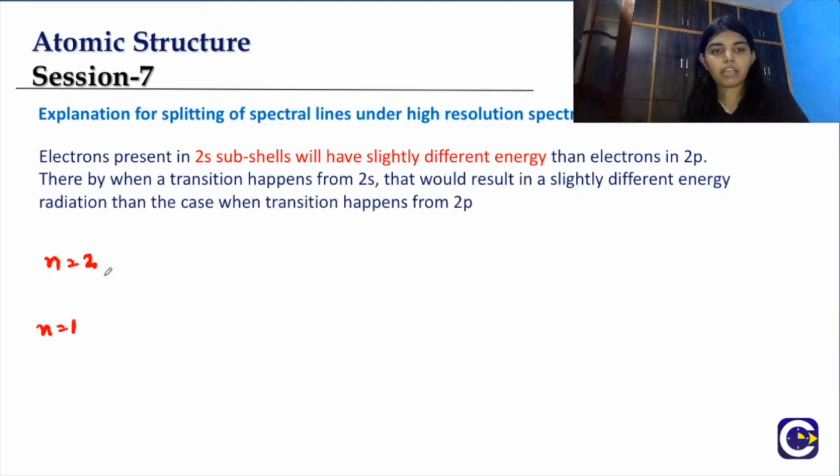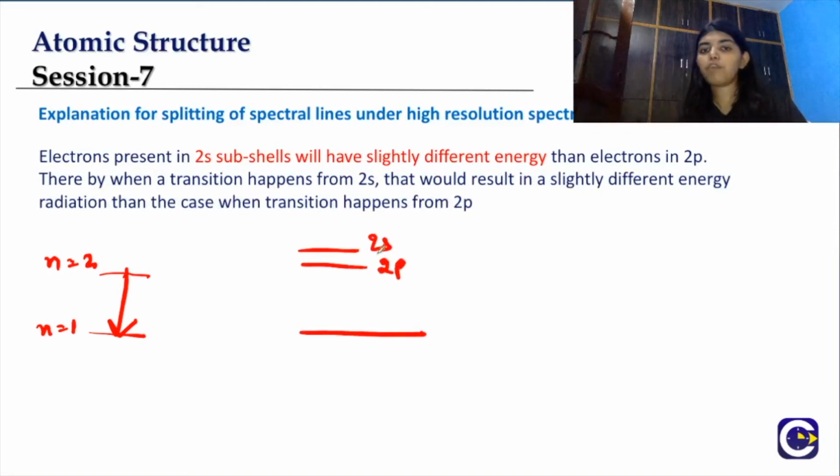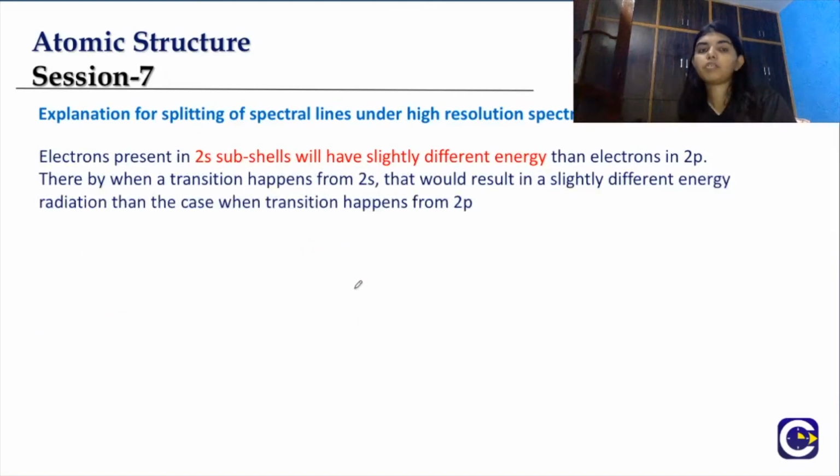Now, Bohr was saying that for transitions between n equals 2 and n equals 1, a single line is observed. But according to Sommerfeld, n equals 2 has 2s and 2p levels. So if the transition takes place from 2p, the line would be of a different energy than if it takes place from 2s, meaning there will be a slight energy difference because the energy levels of 2s and 2p differ. This was the basic difference between Bohr's theory and Sommerfeld's theory.